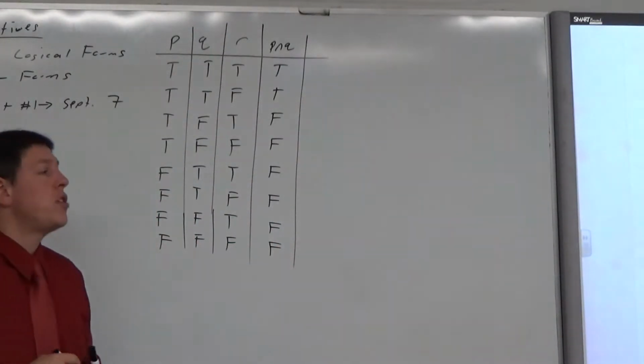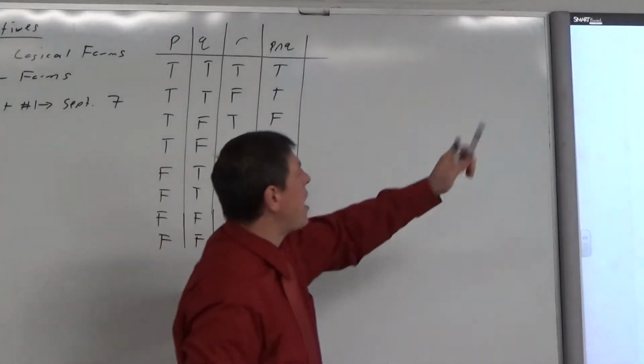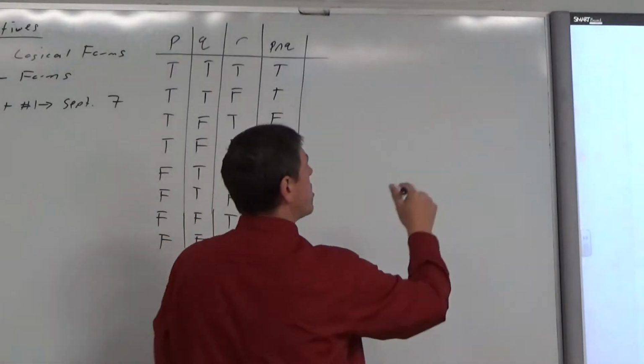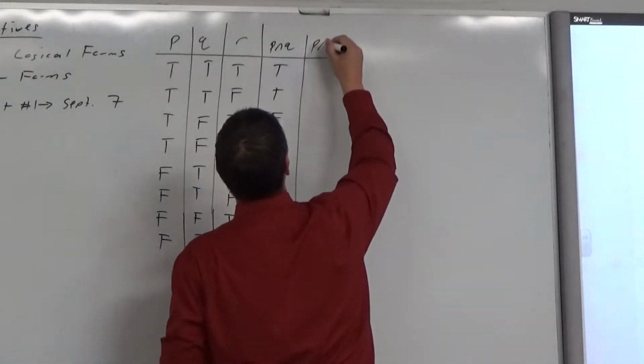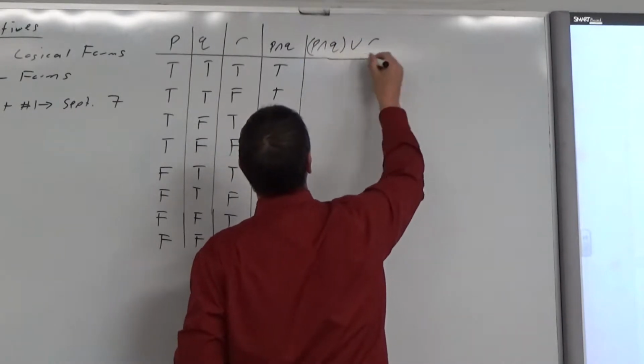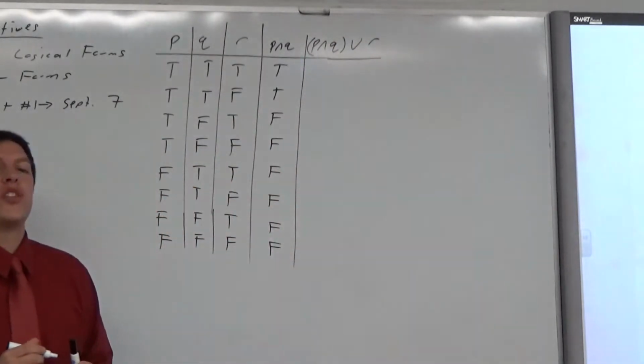The next thing that I'm going to do is say (P and Q) or R. Okay, so now I've done what's in the parentheses. Now I have (P and Q) or R. Okay, so now we have a disjunction.